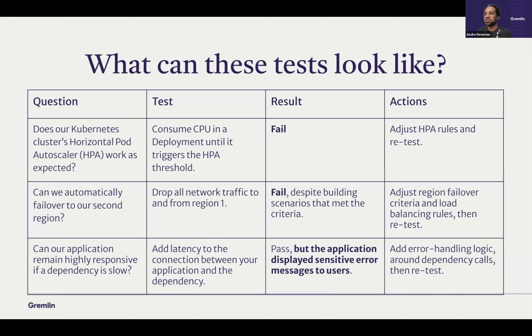You start with a question, challenging the built-in behavior of your systems. You run a test to test that question. You get the result back, whether your systems responded the way you expected them to or not. And then if they didn't, you take action to fix the issue and then confirm that your fixes work in practice.